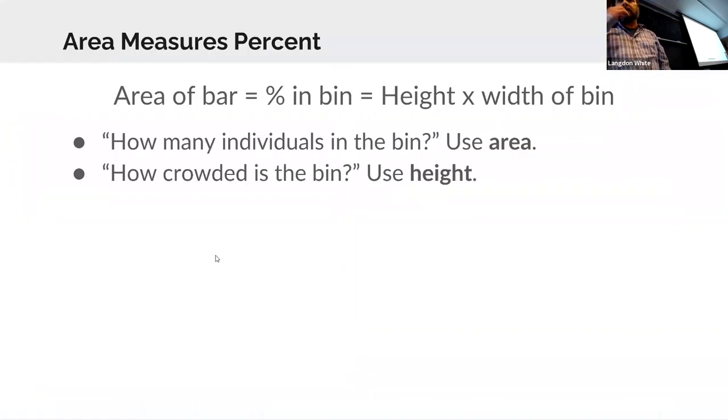Oh, sorry, I got ahead of myself in my own slides. So basically, these are the two big things you can use the histogram for if you're measuring it with a ruler. How many individuals are in the bin, you use the area. So you figure out the area of the box for that particular thing from the histogram, and how crowded is the bin, okay? And remember how I pointed out that with a bar graph, the bars don't touch, but with a histogram, they do touch, right?